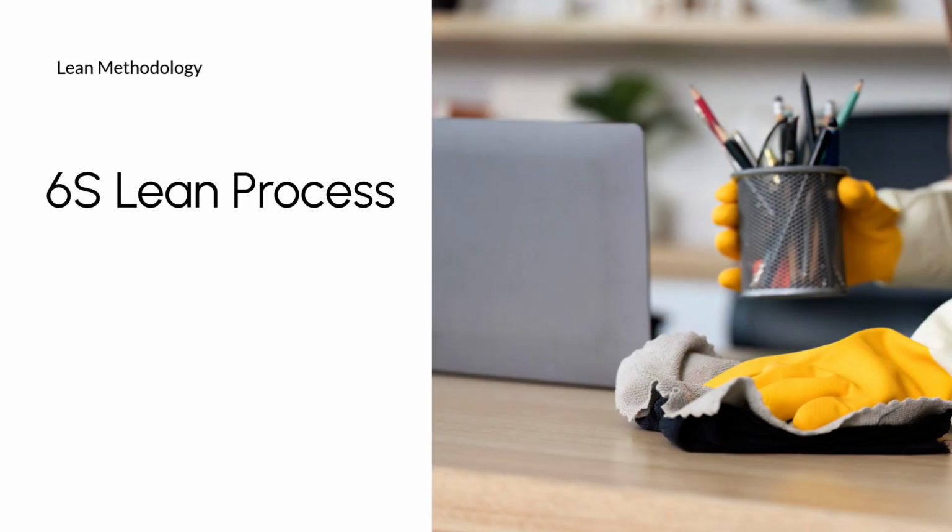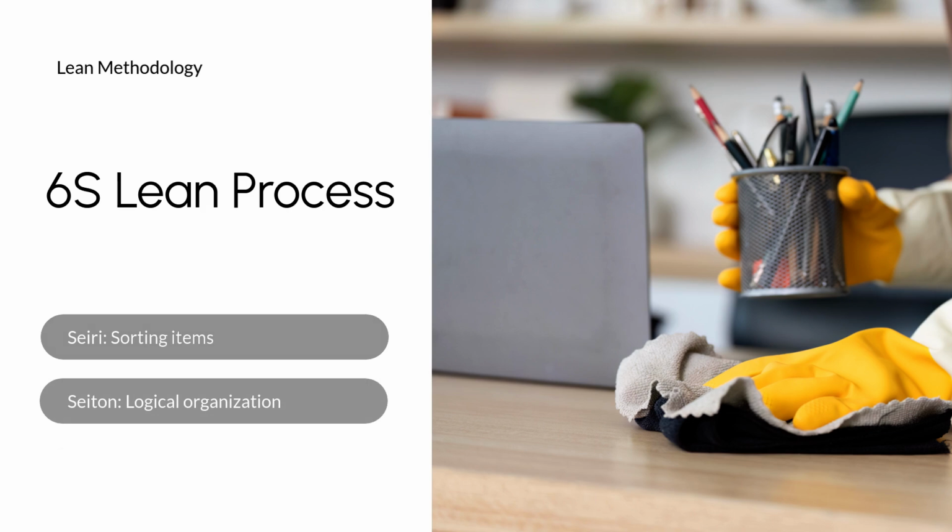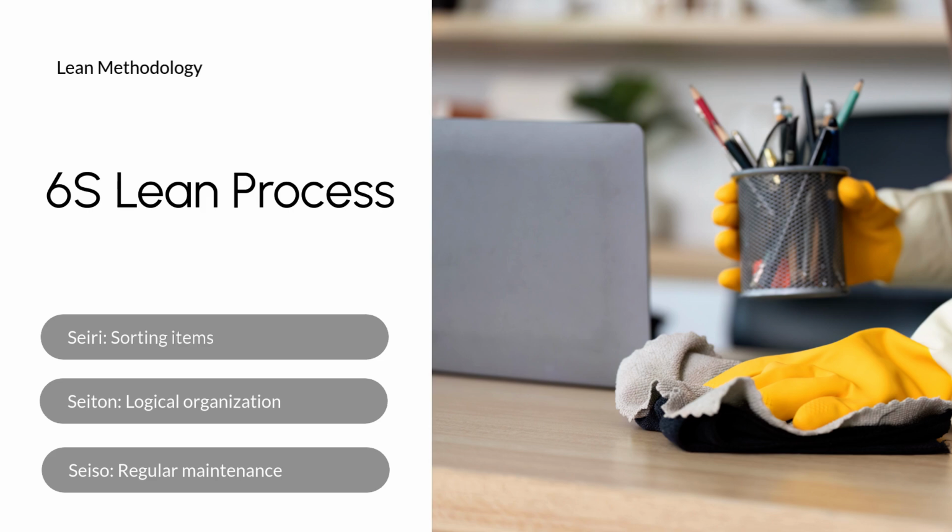The 6S Lean process begins with Seiri, sorting unnecessary items. Next, Seiton organizes what's left in a logical manner. Seiso ensures cleanliness through regular maintenance. Seiketsu standardizes these practices across the board. Finally, Shitsuke and safety focus on sustaining improvements and ensuring a safe environment.